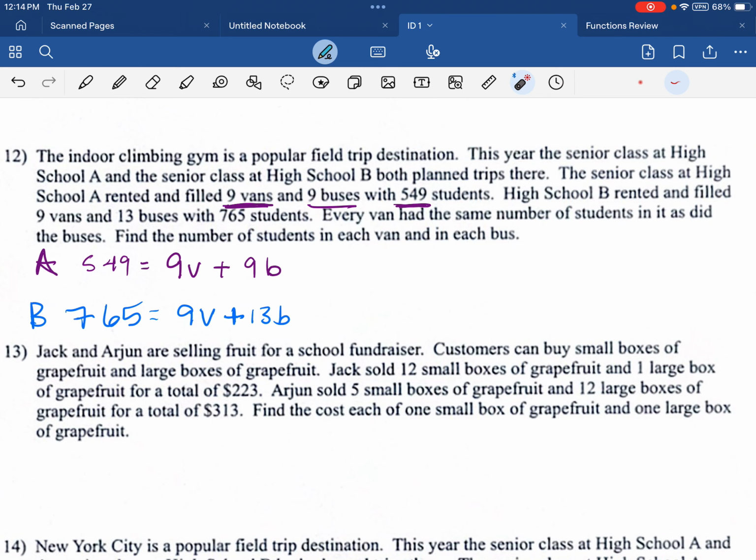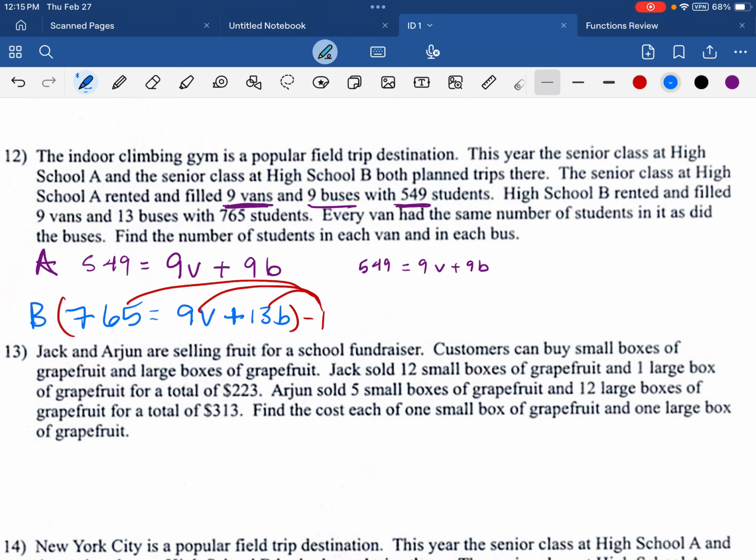All right, let's jump into this. If I multiply this whole equation by -1, and by the way, you can solve this any way you want. You could graph this, you could substitute, you could use elimination. Who cares? There's a bunch of ways to solve this. I just looked at it and thought elimination might be easiest for me, so that's how I'm choosing to solve it. Okay, so this is going to be 549 equals 9V plus 9B.